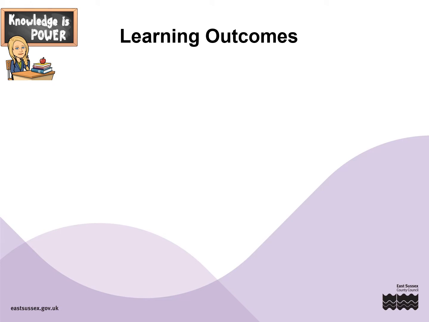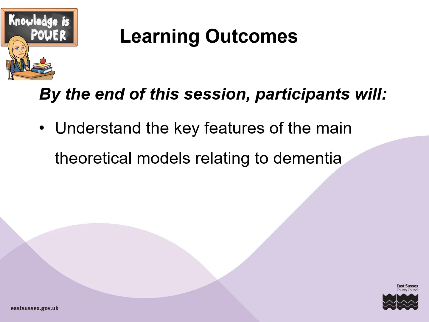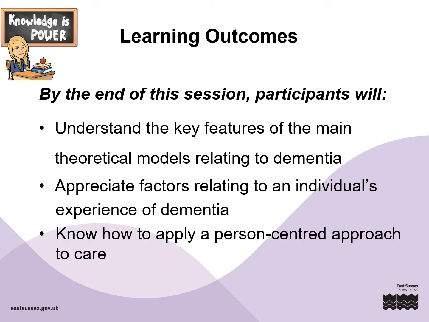The learning outcomes for part 2 are as follows. By the end of this session, participants will be able to understand the key features of the main theoretical models relating to dementia. You'll also appreciate the factors relating to an individual's experience of dementia. And finally, you'll know how to apply a person-centred approach to care.